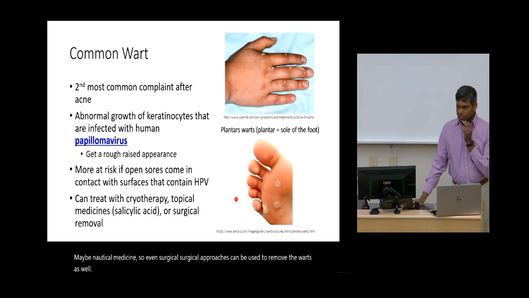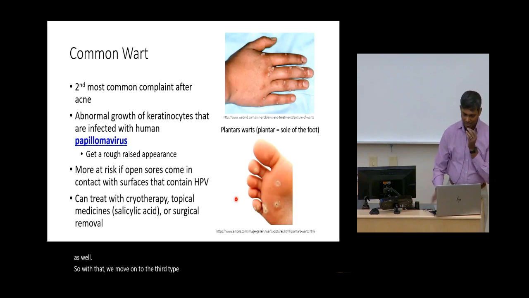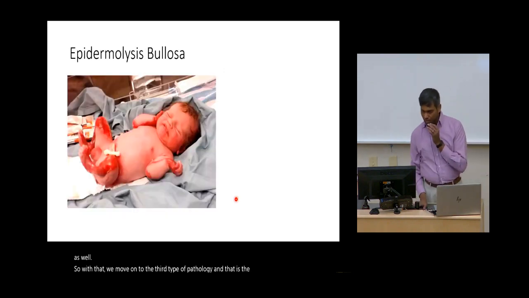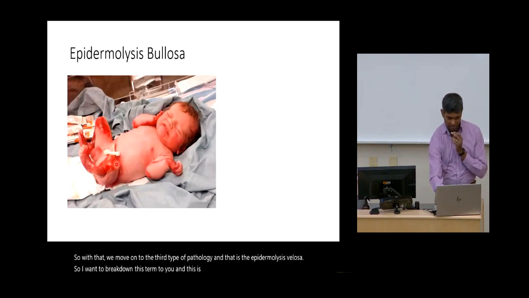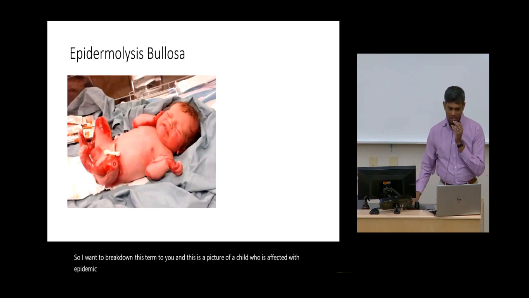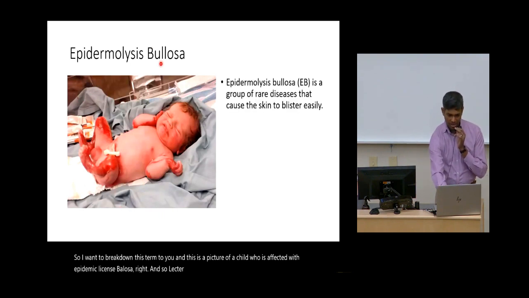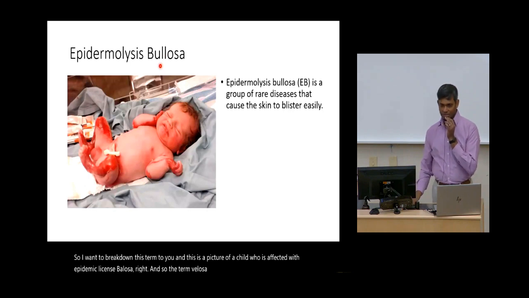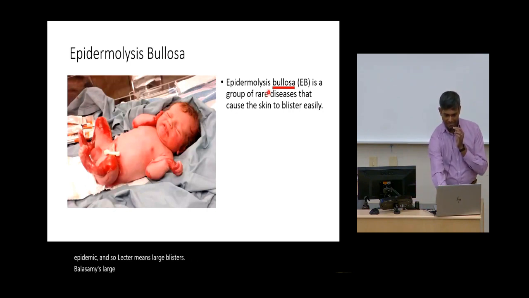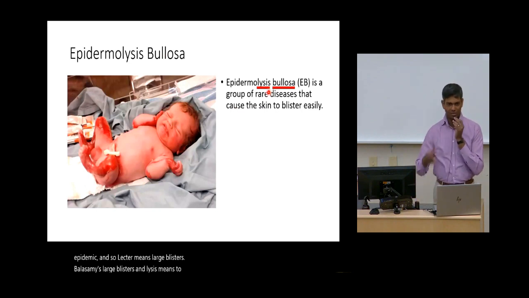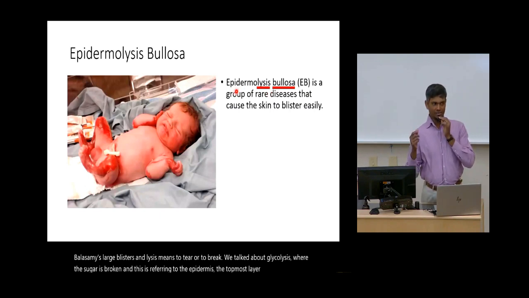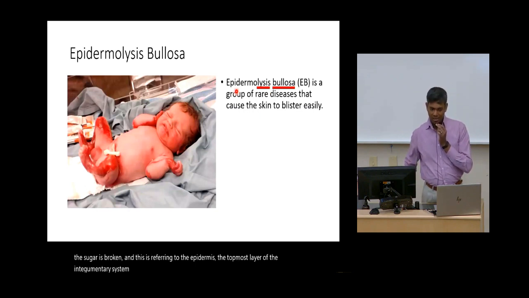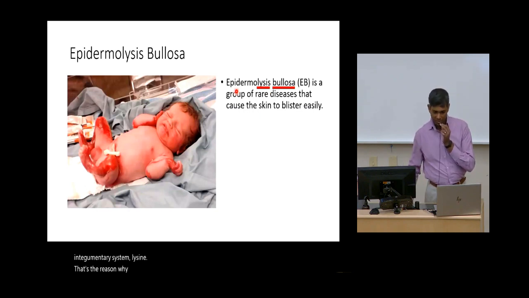So with that, we move on to the third type of pathology, and that is epidermolysis bullosa. So I want to break down this term for you, and this is a picture of a child who is affected with epidermolysis bullosa, right? And so the term bullosa means large blisters. Right? Bullosa means large blisters, and lysis means to tear or to break. We talked about glycolysis, where the sugar is broken, and this is referring to the epidermis, the topmost layer of the integumentary system, lysing, right? And that's the reason why there are these blisters forming.